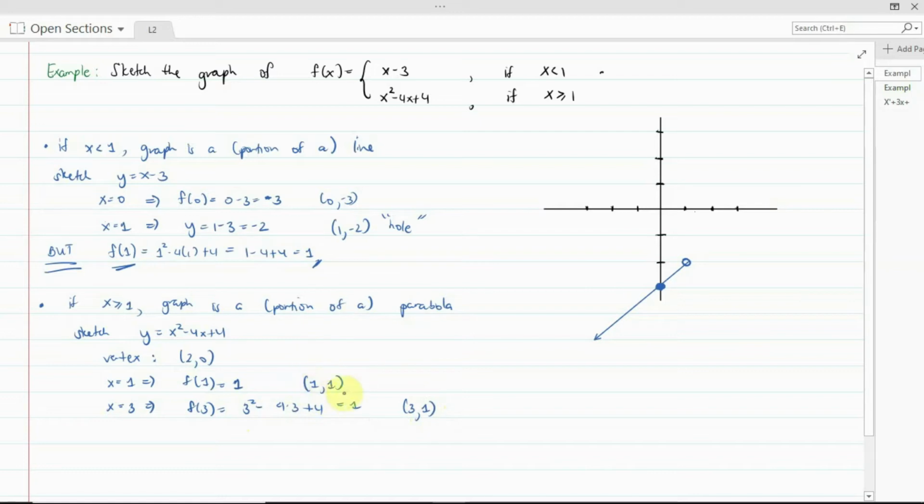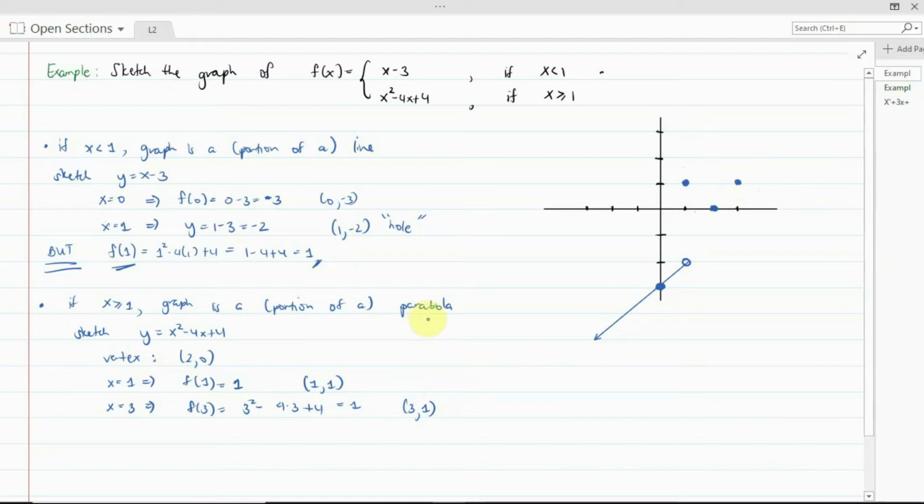And let us sketch our parabola. Plot muna natin yung mga importanteng points. Alin yon? Yung vertex 2, 0. This point. The 2 points on the parabola, namely 1, 1. This point. And the point 3, 1. So, this point.